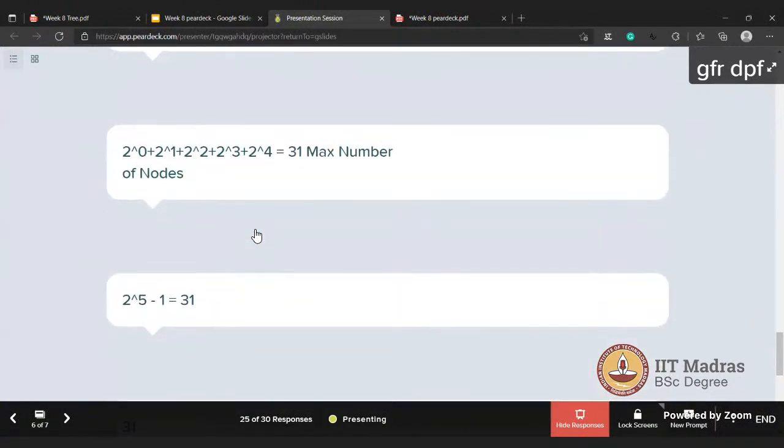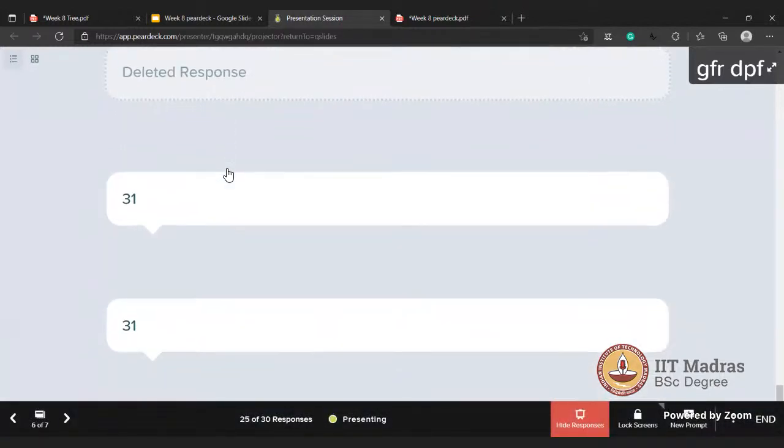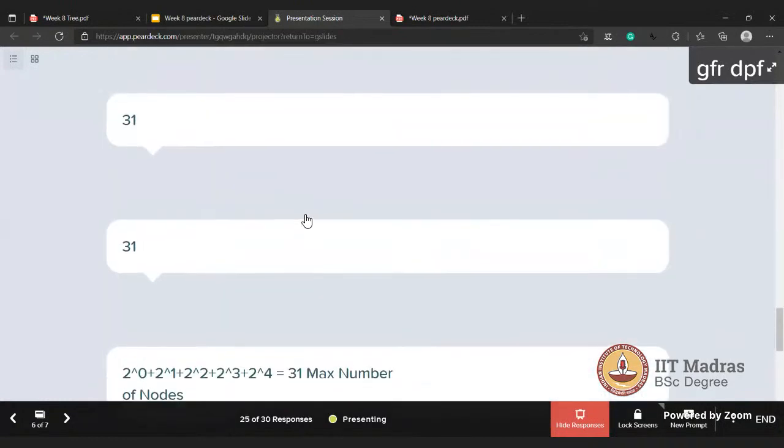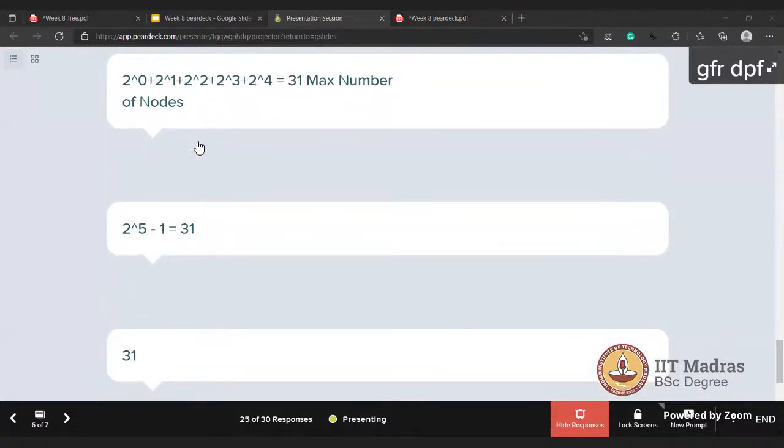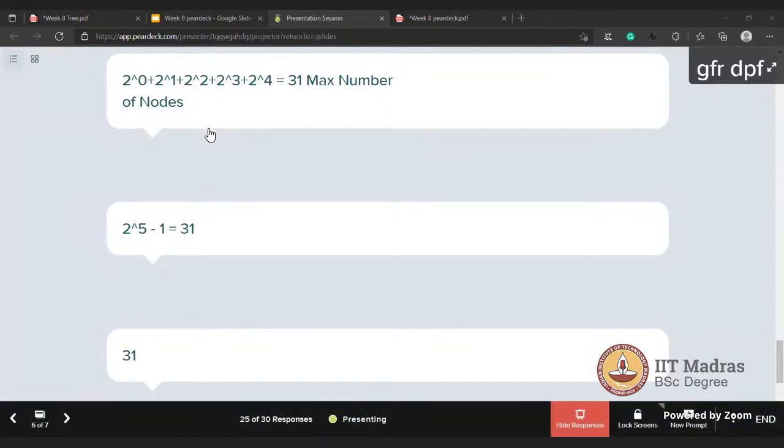So can you explain who gave the other answer? It will be the summation of all nodes at each level. Either way works, but if the number is much bigger, it will take time. So it is better to use the opposite way, 2 to the power 5 minus 1. Yes, both ways are right. But if it is a bigger number, suppose 2 to the power 8, then it will take some time.